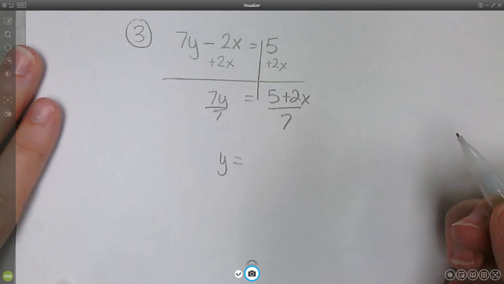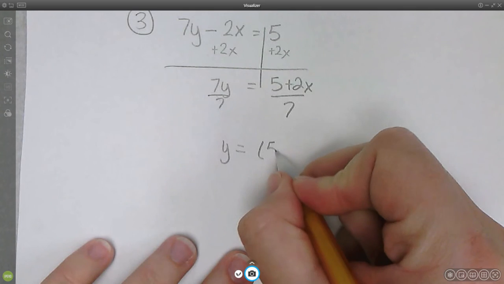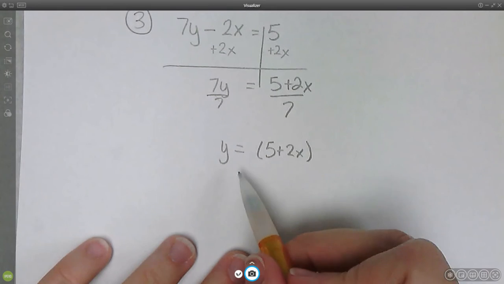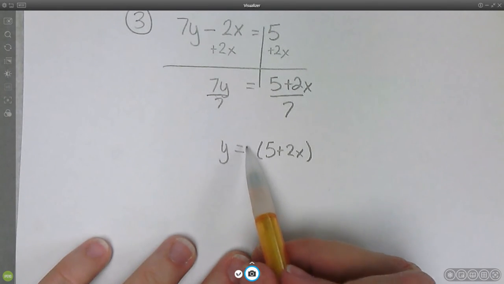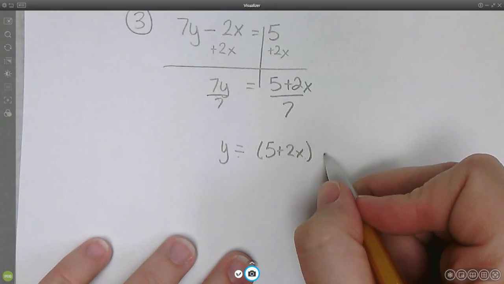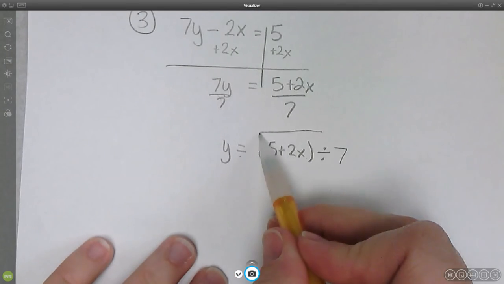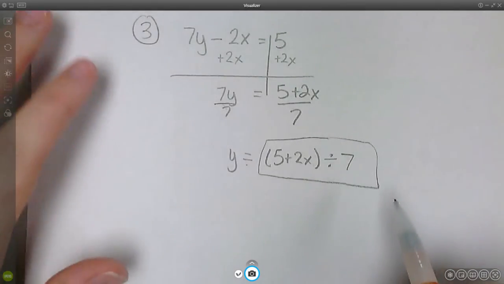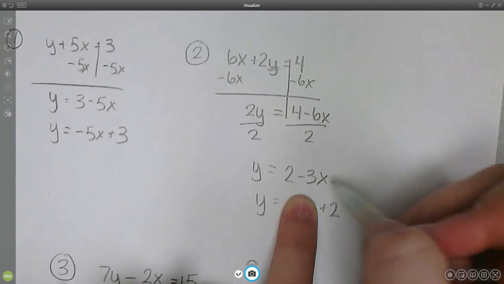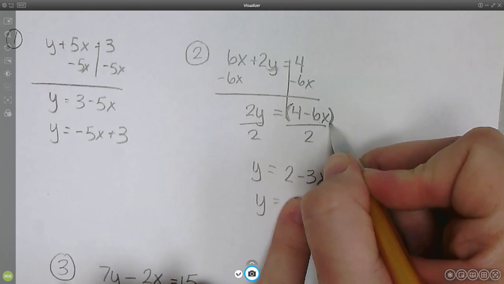So when you are typing this into your calculator, you can actually leave it like this, but you have to have this 5 plus 2x in parentheses before you divide. So in your calculator, you will type y equals, actually you don't have to type y equals, that's already there, but you put a parenthesis 5 plus 2x, then your division sign, because you're dividing, and you just divide by 7. And this is what you type into your calculator. So if we go back up to this problem, when I divide it by 2, can I simplify? Absolutely. But I can also just put parentheses around these two things and then divide by 2.